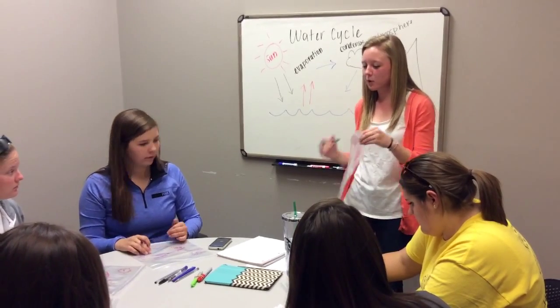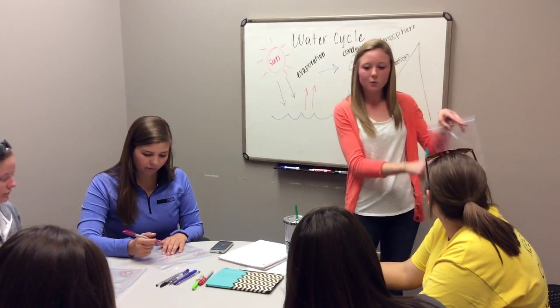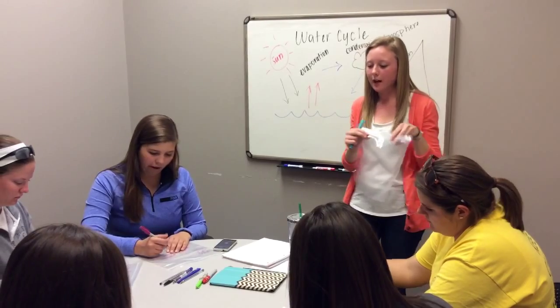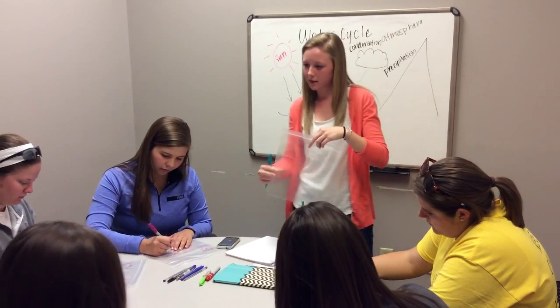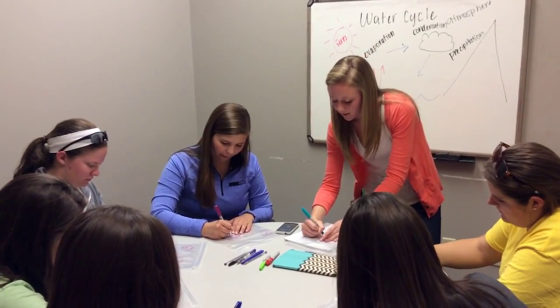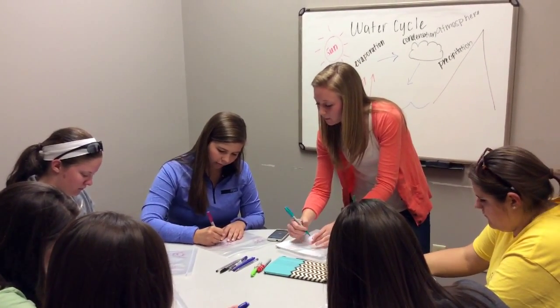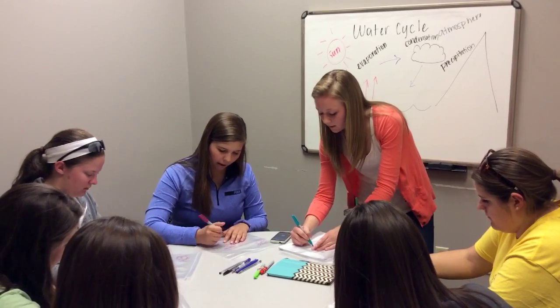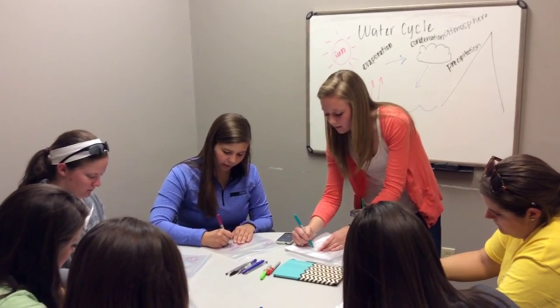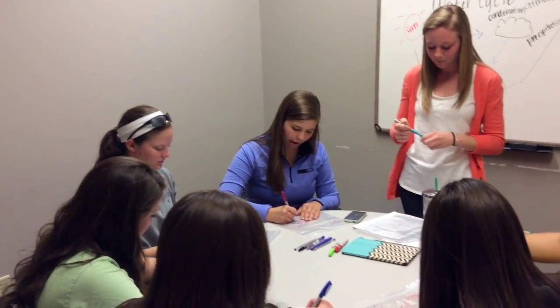Next, everyone is going to draw, you can draw whatever kind you want, moisture coming out of the cloud, which is called? Precipitation. Good job. So, can you guys name some types of precipitation? Rain. Snow. Hail. Good job.